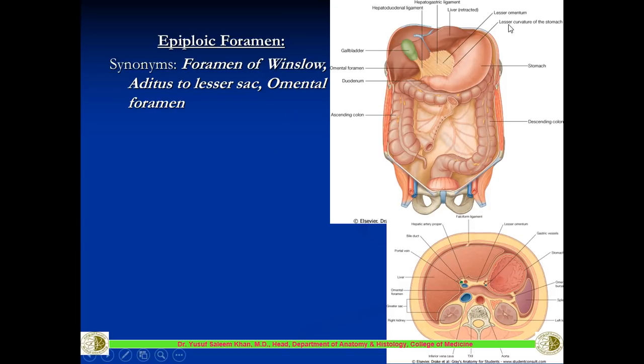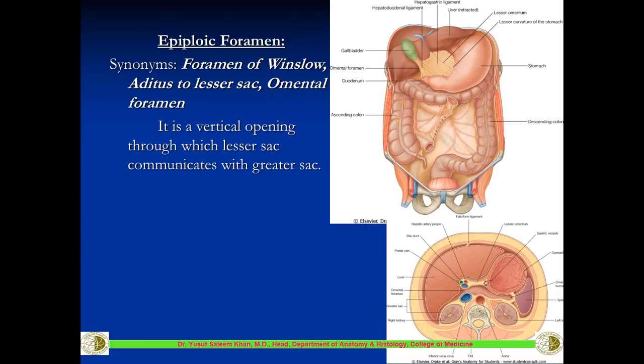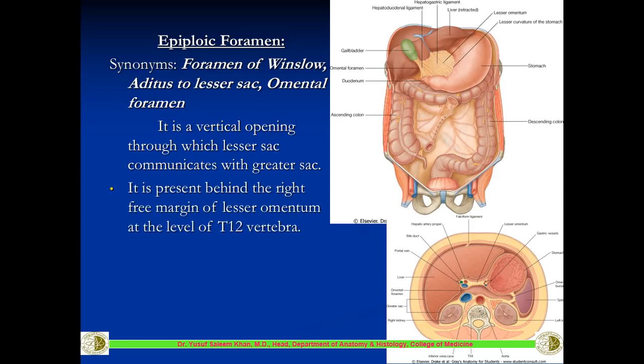In this picture, if you see, it is mentioned as the omental foramen. So this is the only opening through which the lesser sac will be communicating with the greater sac. So it is the vertical opening through which the lesser sac communicates with the greater sac. It is present behind the right free margin of the lesser omentum at the level of T12 vertebra.